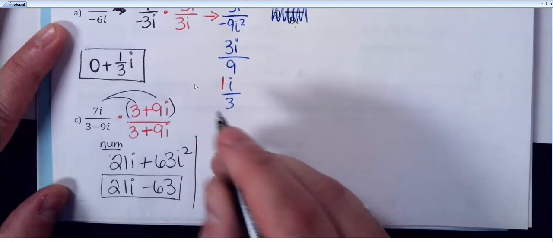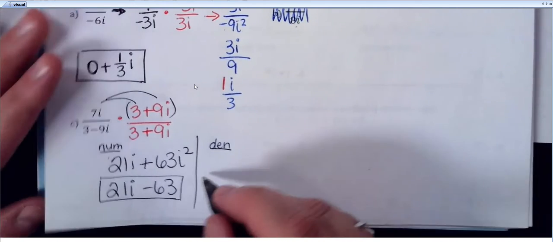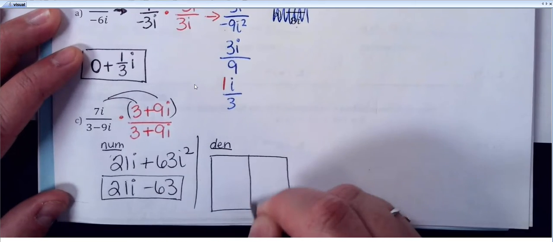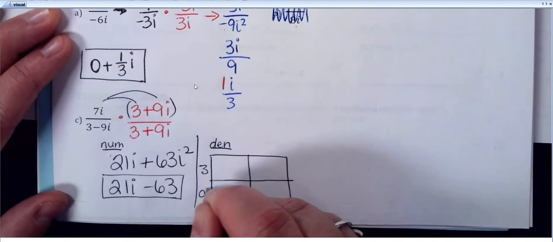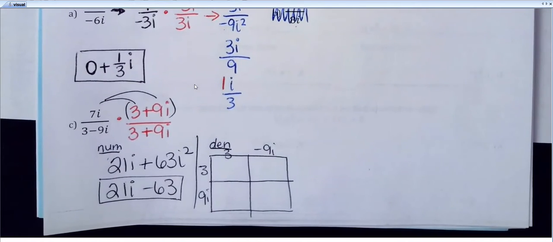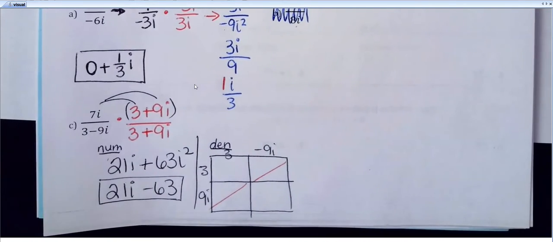Okay, the denominator, and if you want to draw a little box, you could totally draw a little box if you want. I sometimes like to do that with the imaginary numbers, but you don't have to if you want to just do a FOIL. So I have a 3 and a 9i and a 3 and a minus 9i. Okay, now I know immediately, because I've been teaching this longer than any of you have been alive, that these two boxes are going to cancel each other out. So when I do these problems, I don't even do that.